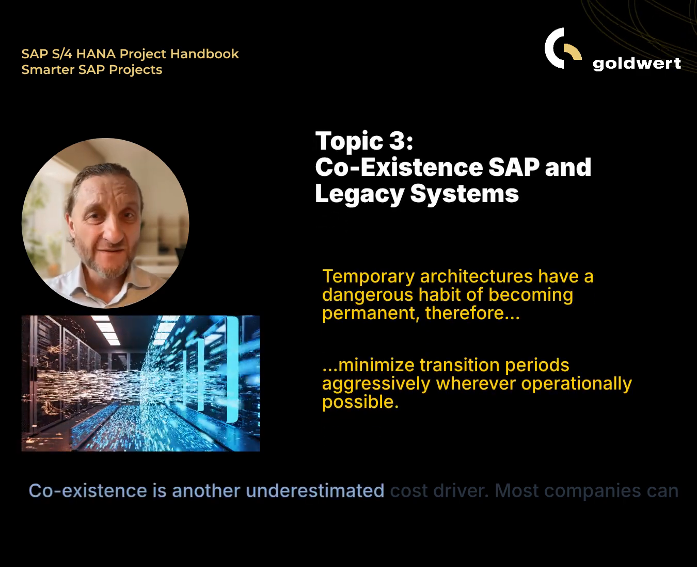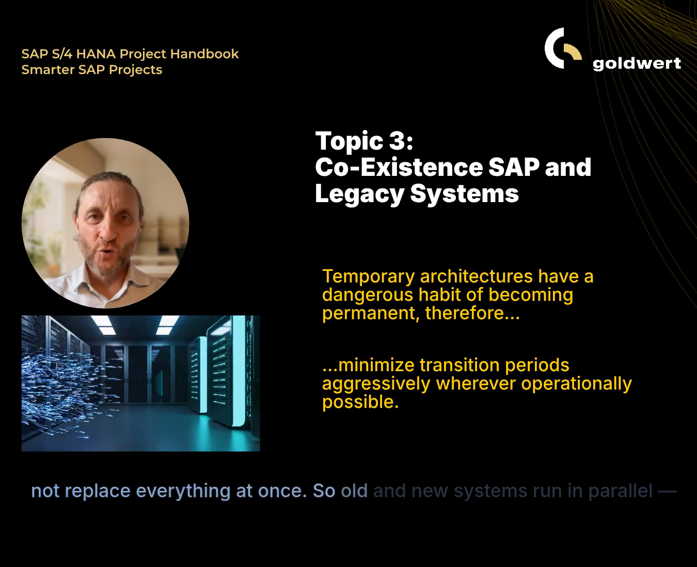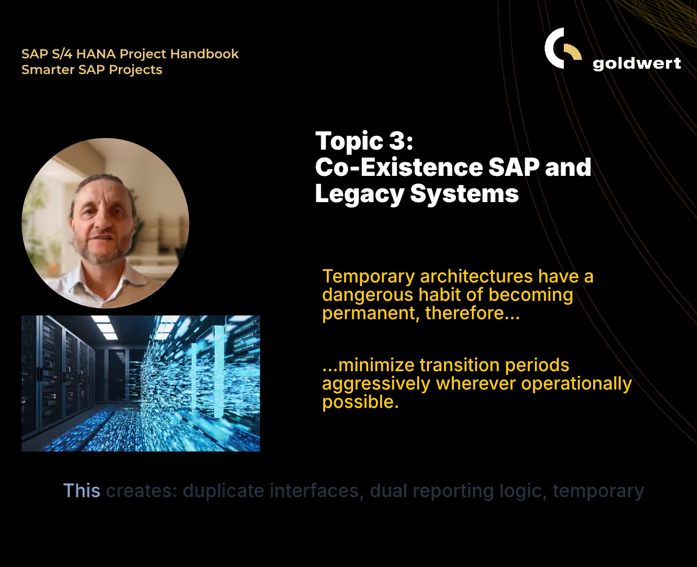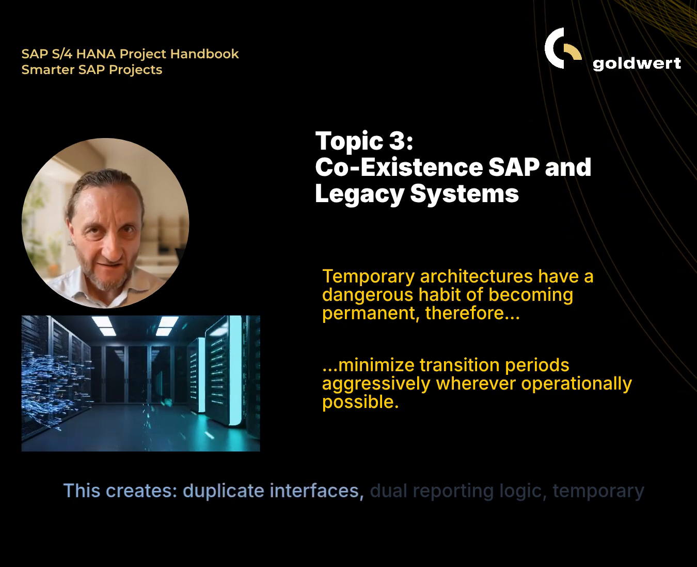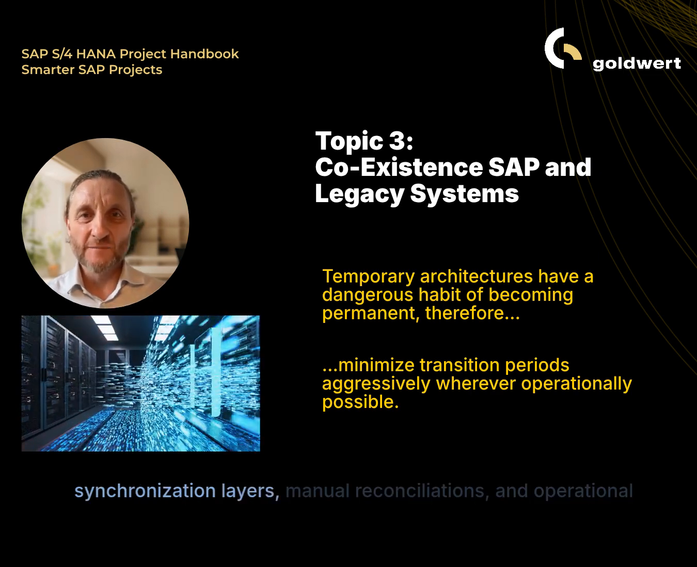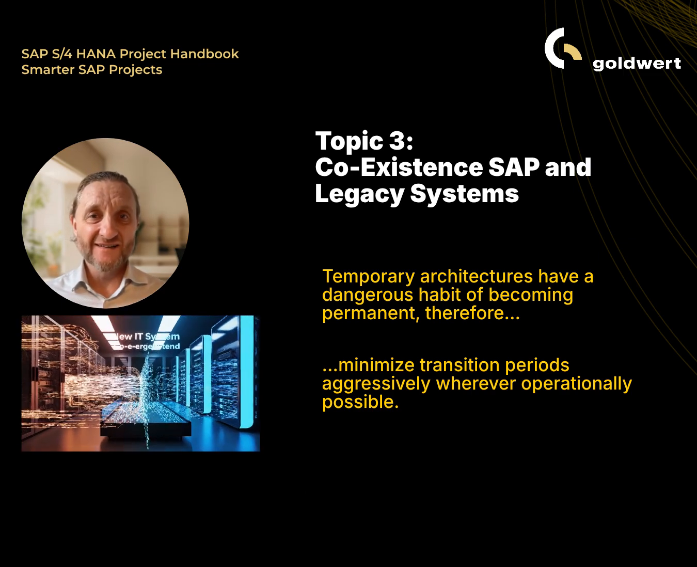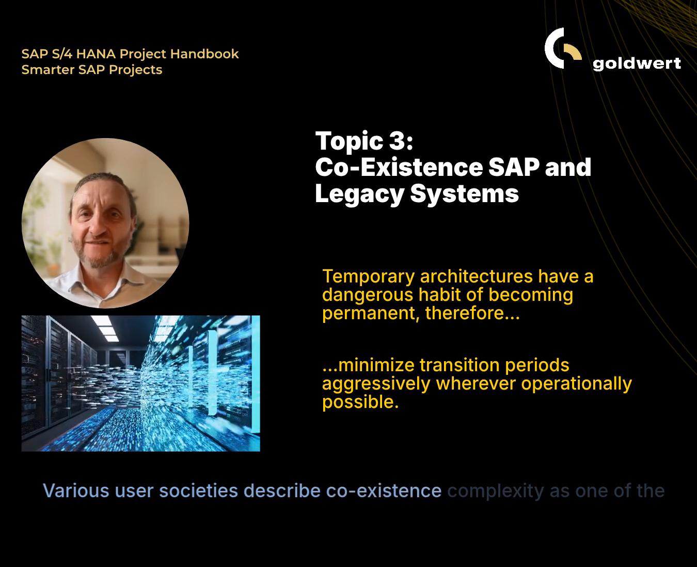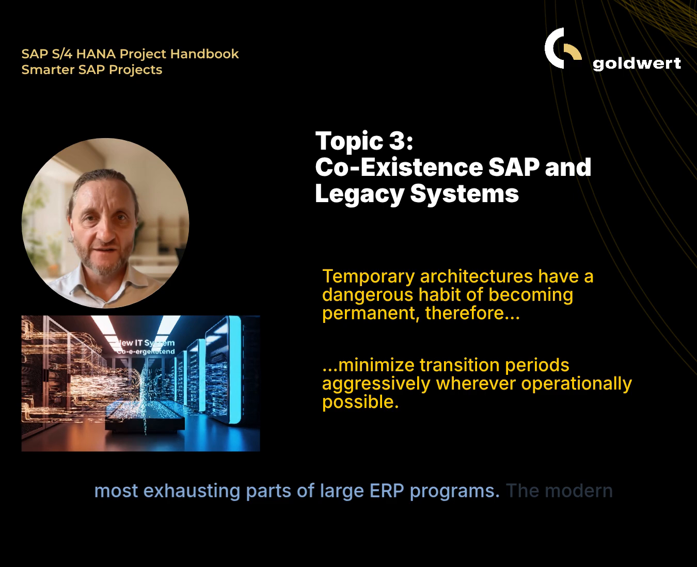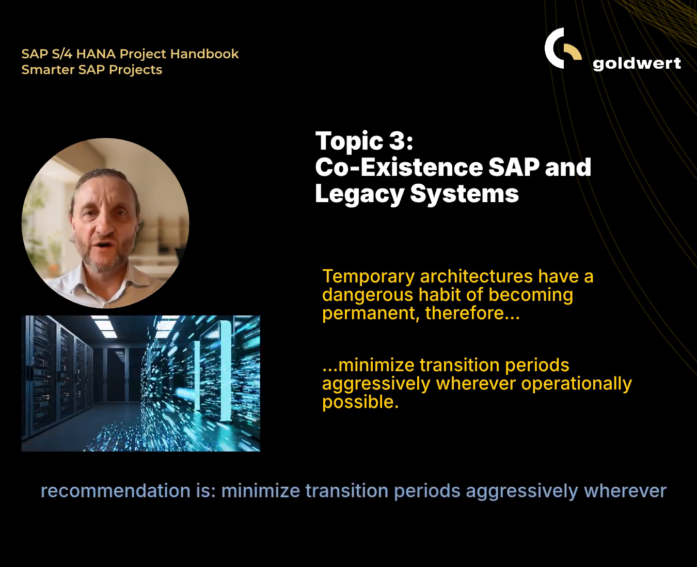Coexistence is another underestimated cost driver. Most companies cannot replace everything at once. So old and new systems run in parallel, sometimes for years. This creates duplicate interfaces, dual reporting logic, temporary synchronization layers, manual reconciliations, and operational confusion. Various user societies describe coexistence complexity as one of the most exhausting parts of large ERP programs. The modern recommendation is: minimize transition periods aggressively wherever operationally possible.